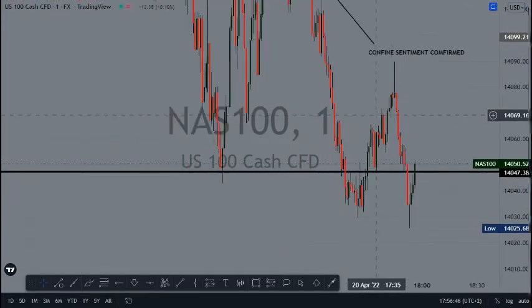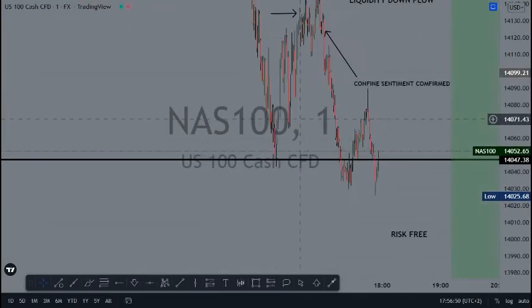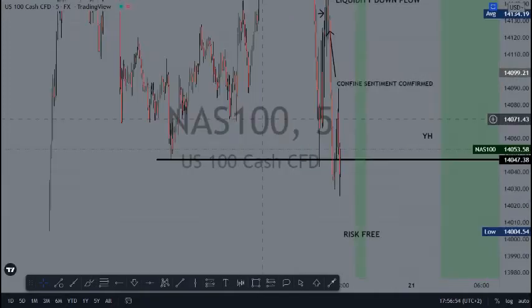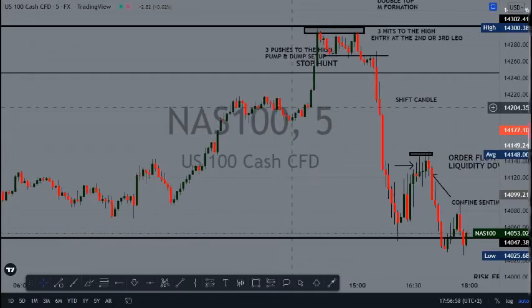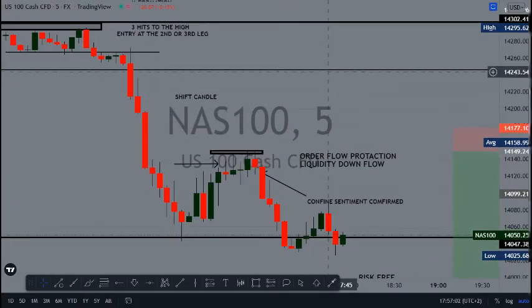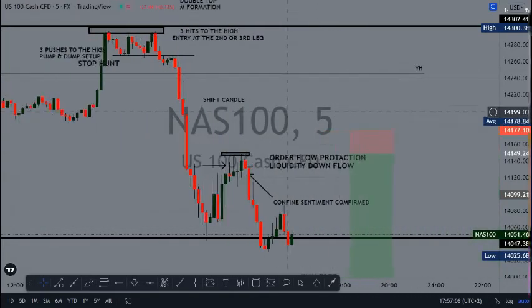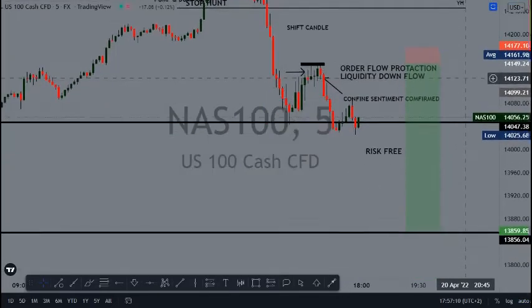So I think the market is going to give me a push to the downside. If I look into my 5-minute time frame, I think the market is going to give me a push to the downside, because I can see there is a change of momentum right here. Let me just zoom this out so I can show you.